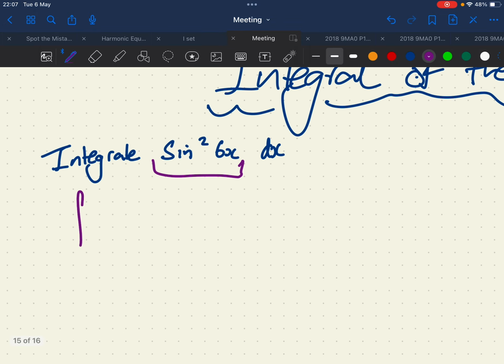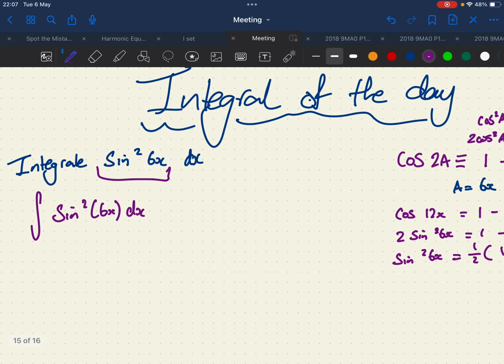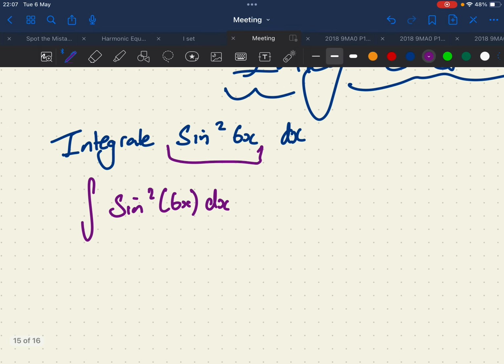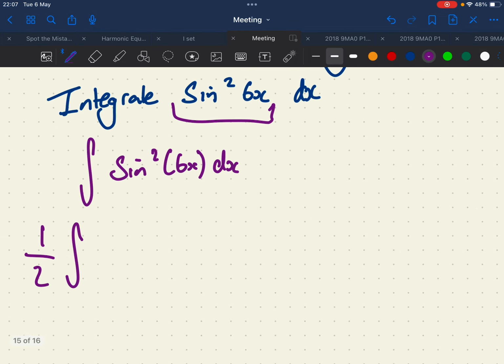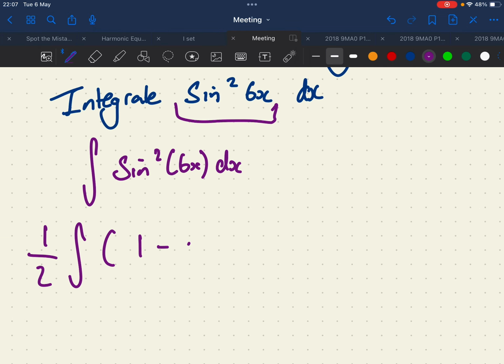So instead of doing the integral of sine squared of 6x with respect to x, we'll put the half on the outside, and then we will have 1 minus cos, I believe it's 12x, sorry, with respect to x. So much easier to integrate.